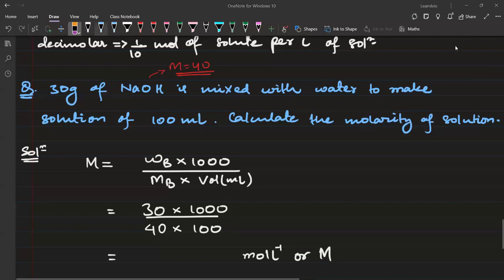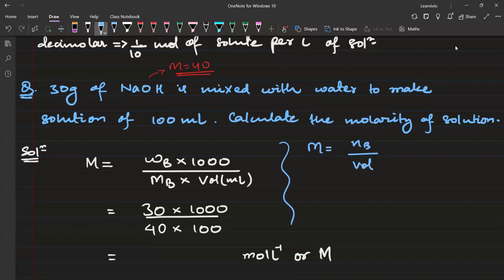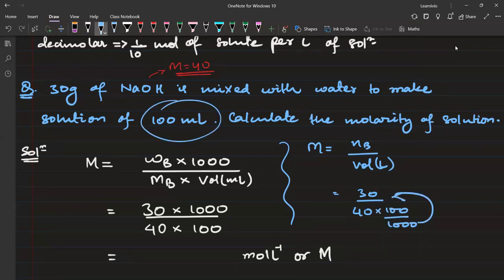Although I would suggest now, even if you want to remember this one, then it is fine. But I think molarity is equal to number of moles of solute divided by volume of solution. This is something that generally people remember. You can calculate the number of moles as 30 upon 40. Volume in liters: 100 ml in liters will be 100 upon 1000, and this 1000 will go above. Both the ways are valid. Calculate this and tell me the value.